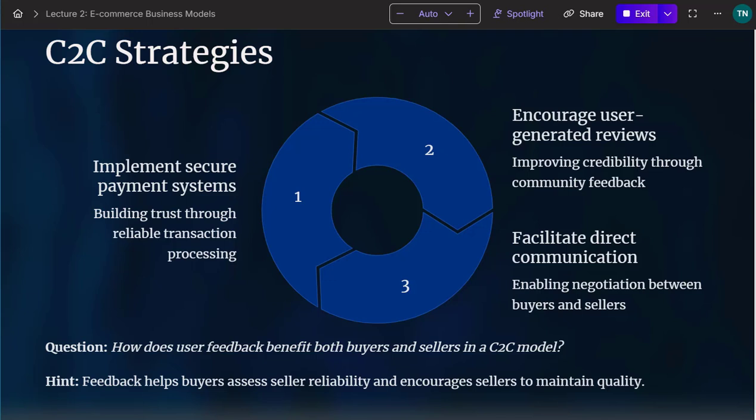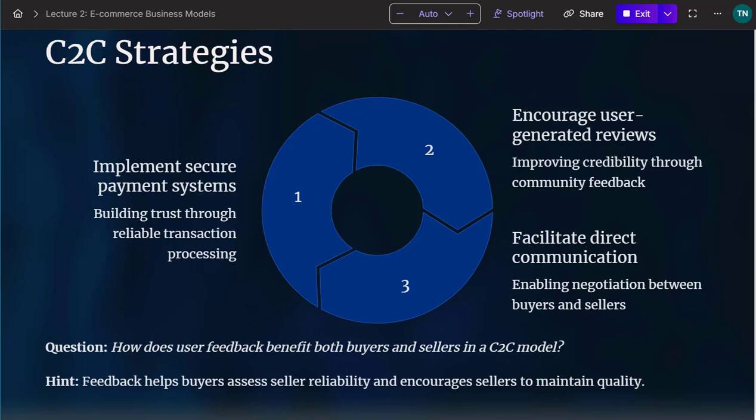Positive reviews help sellers demonstrate their reliability, while negative feedback incentivizes them to maintain high quality products and service. Direct communication between buyer and seller enables negotiation and customization, enhancing the overall customer experience. The two-way dialogue fosters transparency and accountability in the C2C model.